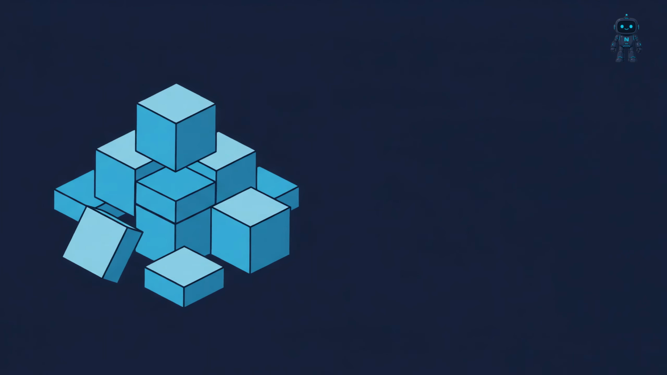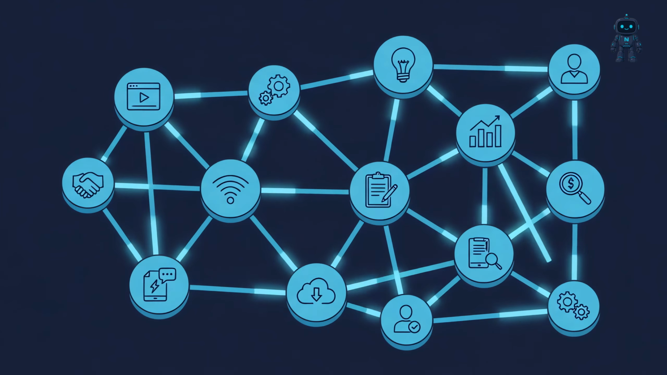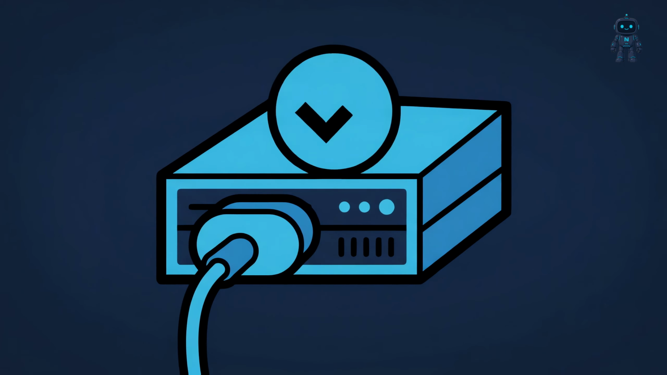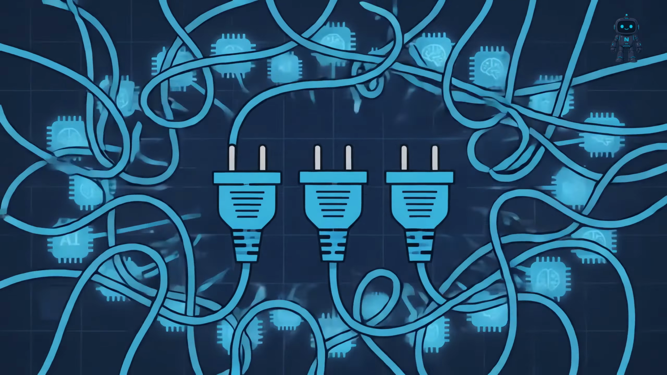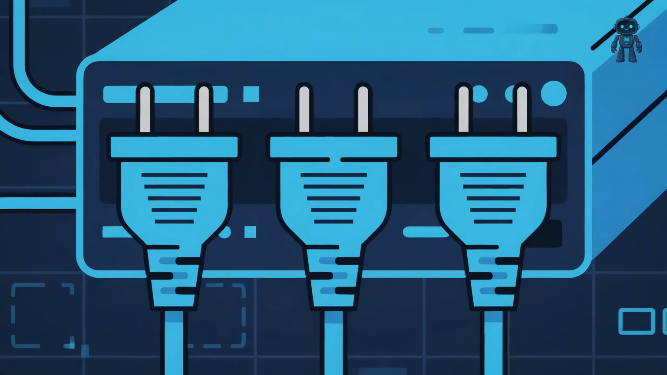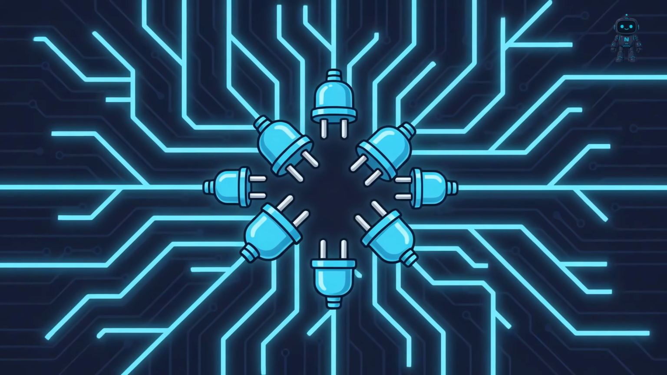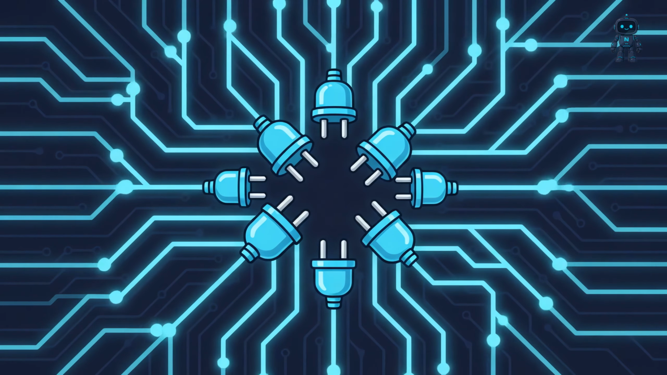Remember the nightmare? 10,000 custom cables? With MCP, a tool builder writes one server once. Now every AI that speaks MCP can use it instantly. The wires collapse into a handful of clean plugs. That's the jump from a pile of extension cords to an actual power grid.